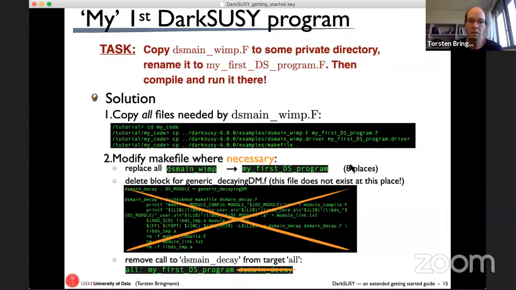And then you just want to get rid of this block here, because this is the block in the makefile that describes how to compile the program dsmain_decay. Since you didn't copy this, of course you don't need it here, and make wouldn't know what to do with this. That also means you want to delete the block here, but also remove it from the target list.